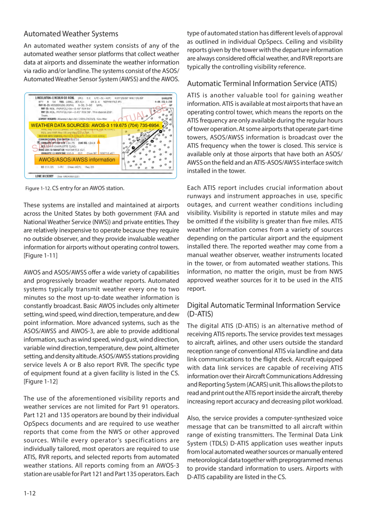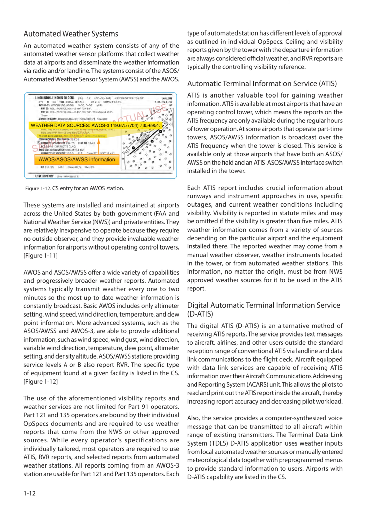Basic AWOS includes only altimeter setting, wind speed, wind direction, temperature, and dew point information. More advanced systems, such as the ASOS/AWSS and AWOS-3, are able to provide additional information, such as wind speed, wind gust, wind direction, variable wind direction, temperature, dew point, altimeter setting, and density altitude. ASOS/AWSS stations providing service levels A or B also report RVR. The specific type of equipment found at a given facility is listed in the CS.